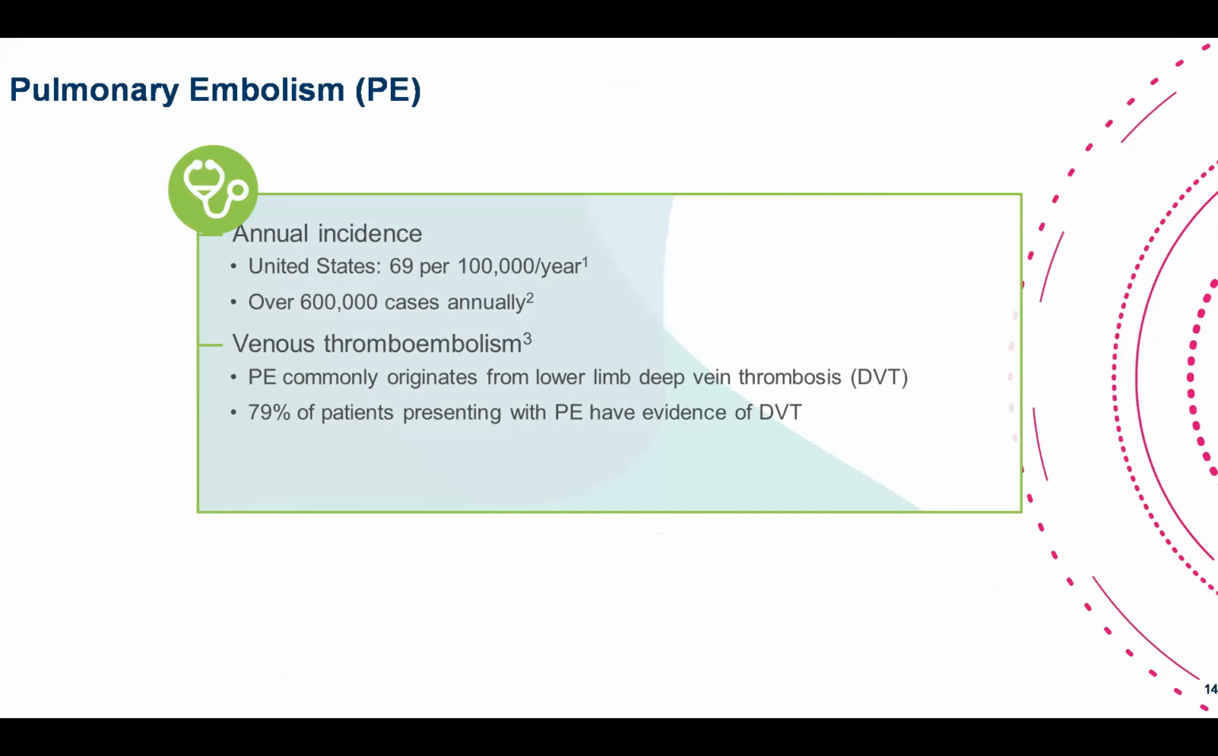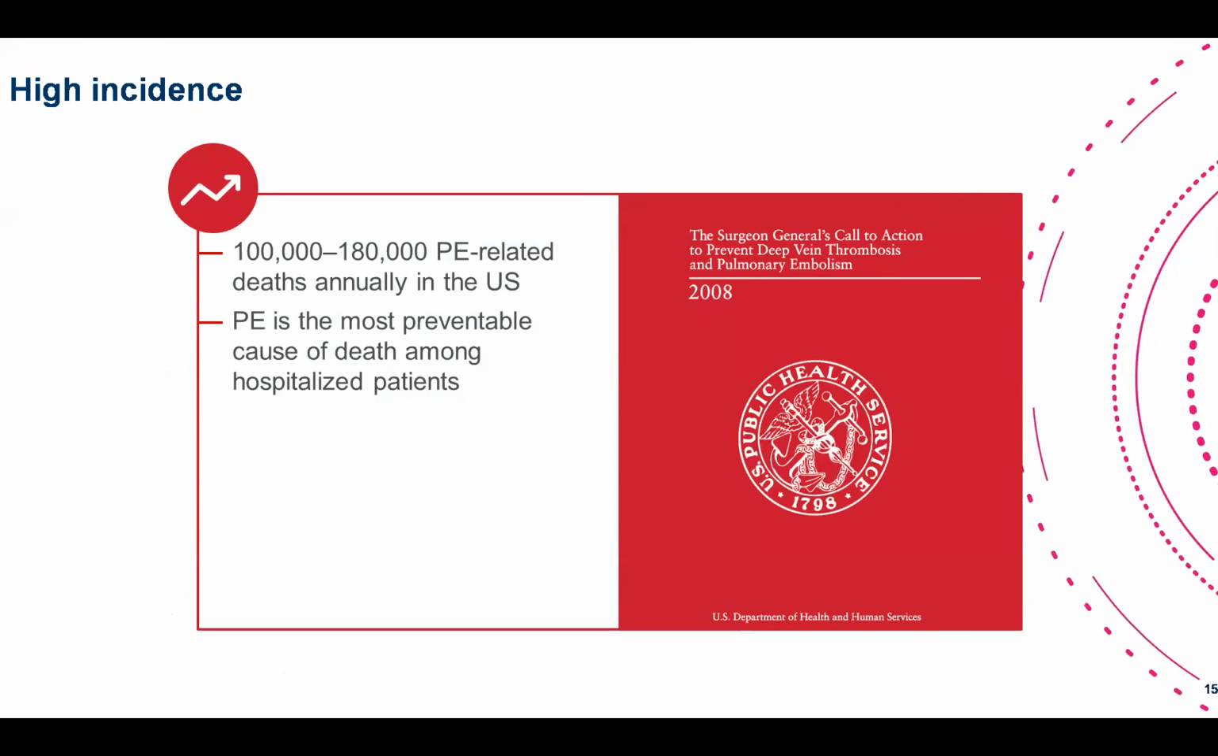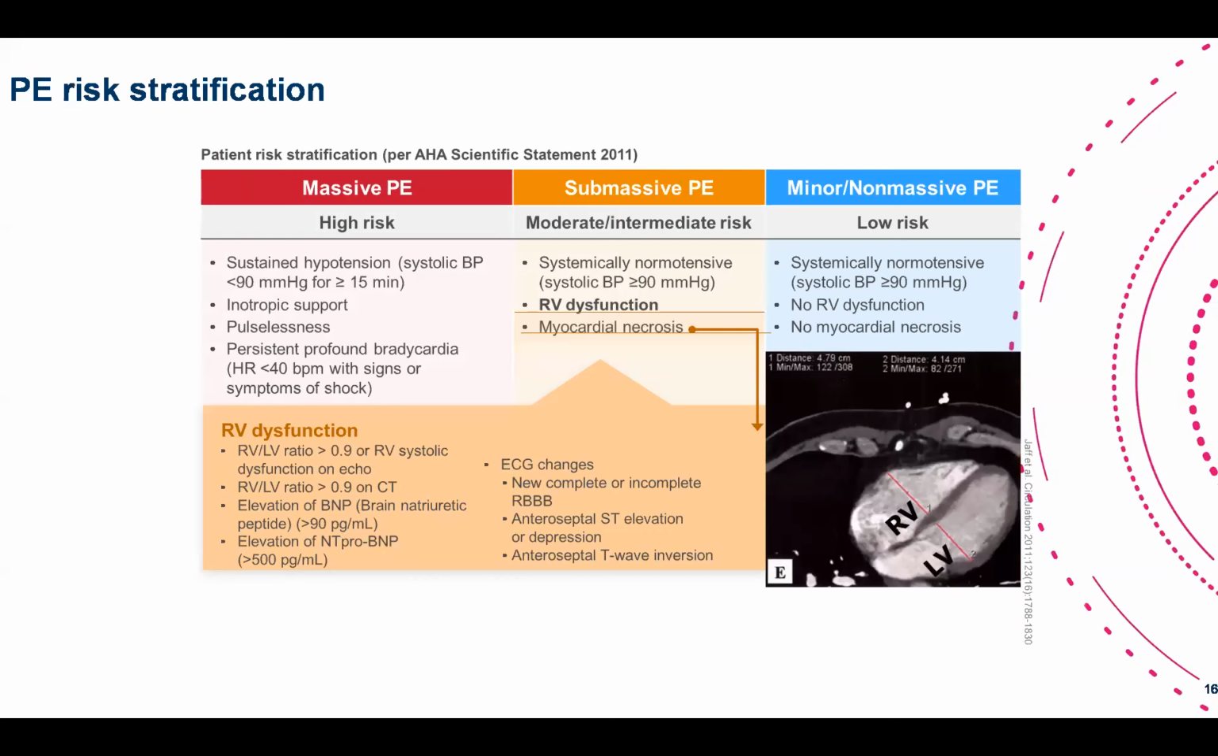I wasn't able to find the exact figure for the annual incidence of PE in Australia. I found different figures, but in the US, it's about 600,000 cases annually, which is a huge number, and about 100,000 to 180,000 PE-related deaths annually in the US. PE is the most preventable cause of death among hospitalized patients.